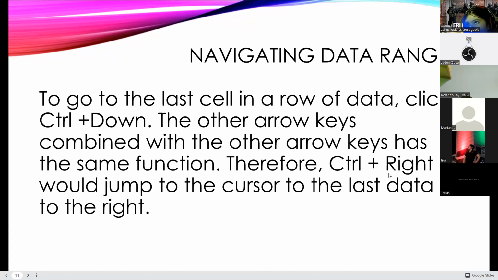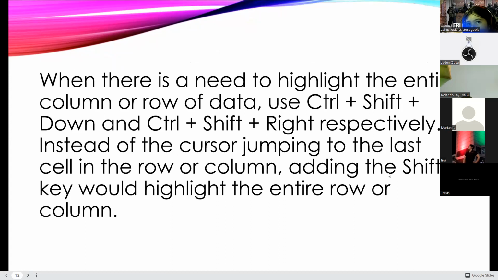When there is a need to highlight an entire column or row of data, use Control Shift plus down. That's for the data column. And Control Shift plus right for the row, respectively. Instead of the cursor jumping to the last cell in the row or column, adding the Shift key will highlight the entire row or column.